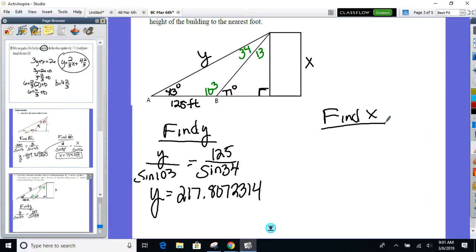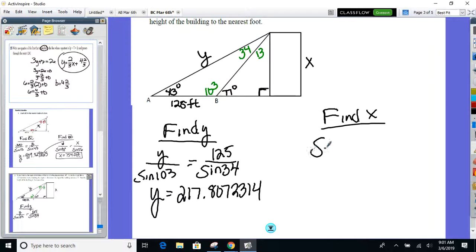All right, what are my options now to find x? I could still do law of sines again, or I could do opposite over hypotenuse: sine, cosine, tangent. Can we make a decision on this one? Because I want to make sure we use the right values here. Sines or opposite over hypotenuse? All right, opposite over hypotenuse.